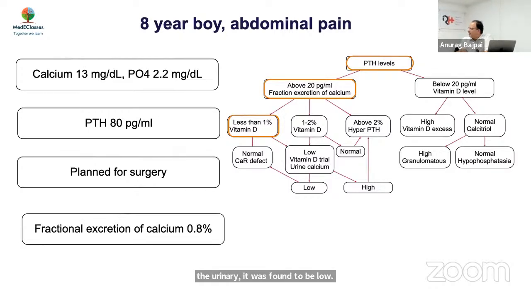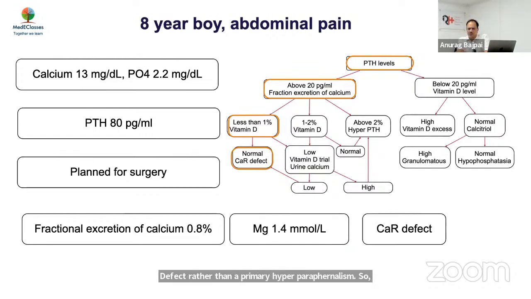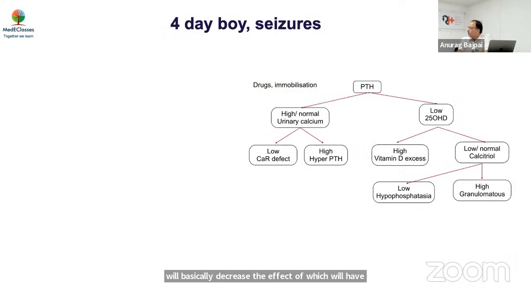So what it suggests basically is that this is probably related to a calcium sensing receptor defect rather than a primary hyperparathyroidism. So magnesium here was also on the higher side, suggesting a calcium sensing receptor defect. So in somebody who is identified as an asymptomatic or mildly symptomatic individual with not very high levels of calcium, look at magnesium and look at urinary calcium before you make a real diagnosis in that perspective. And here you can use cinacalcet, which is a calcimimetic, which will have an effect on the calcium sensing receptor.